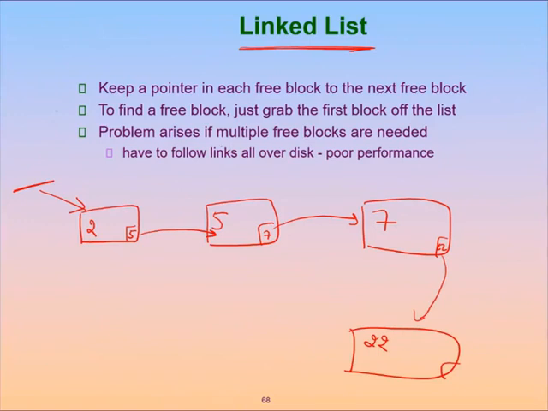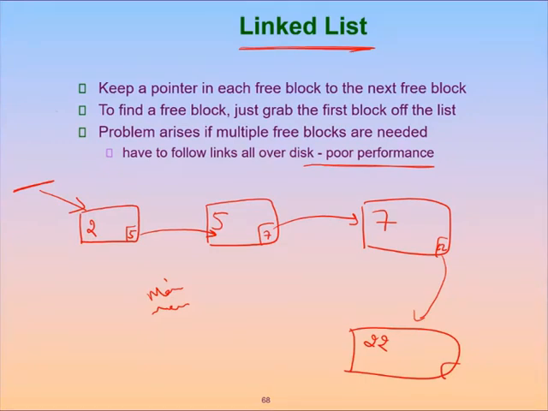You go to that free block, and then you can do the link traversal to get the next blocks. The problem is, if multiple free blocks are needed, then you have to follow the link all over the disk, and this will have poor performance. So in this case, you cannot bring anything into the main memory, because there is no separate structure that you can bring in. If you need 5 free blocks, you have to access the disk 5 times to get the information of the next free block. In that sense, it will give poor performance.